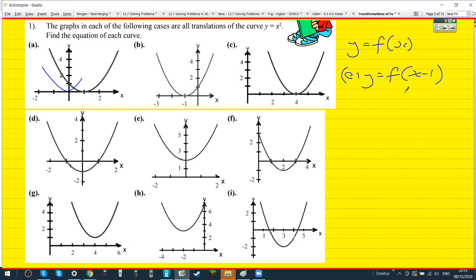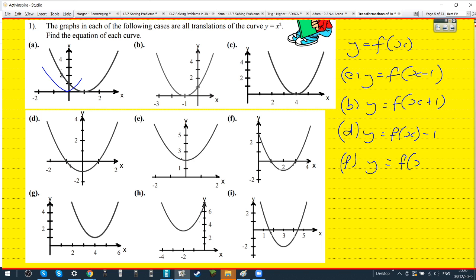Let me just see. Okay, question B. y equals f(x) plus 1. Question D. y equals f(x plus 1) minus 1. Yeah. How about question F? y equals f(x minus 2) and then minus 1.